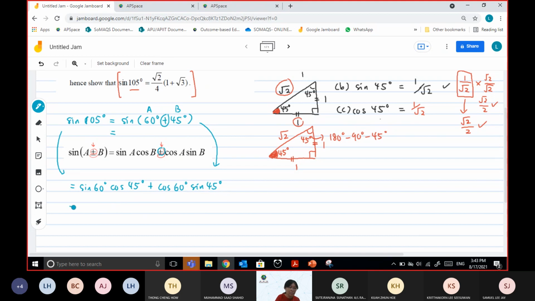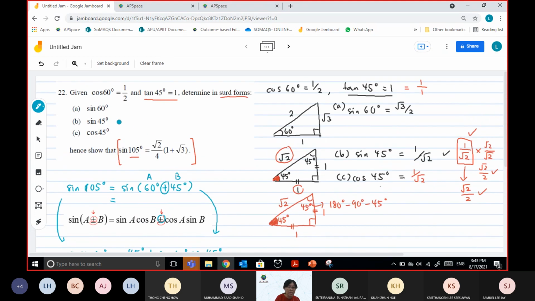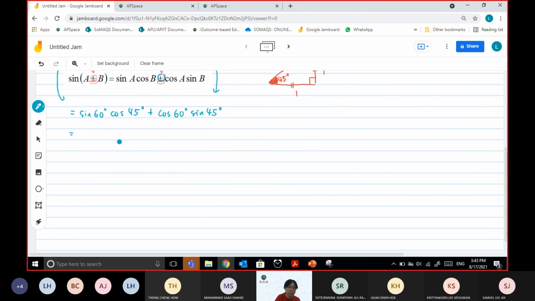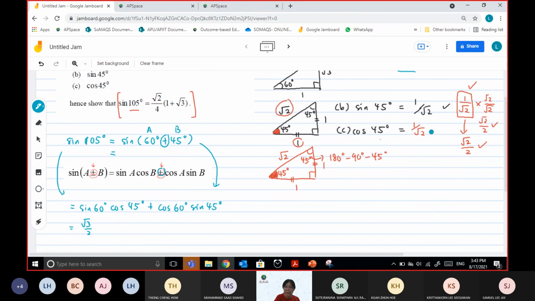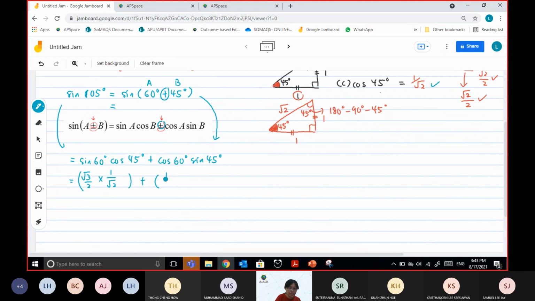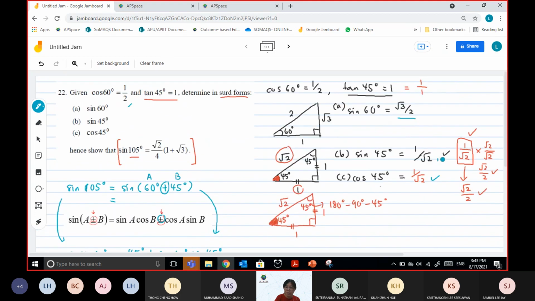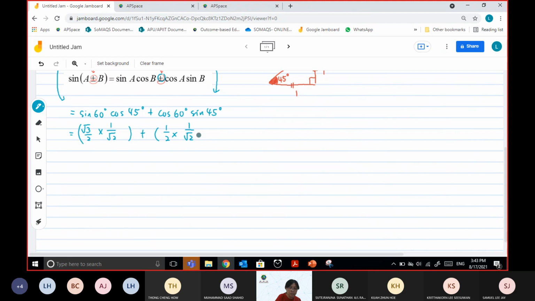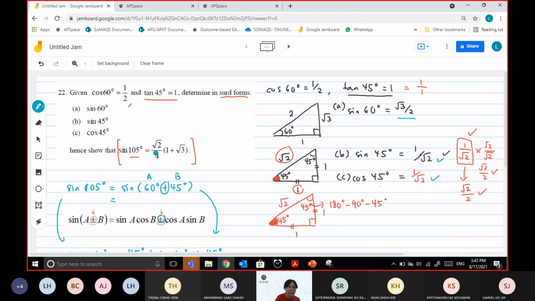Then try to solve by substitution. Sine 60 from part A is square root of 3 over 2, and cos 45 from here is 1 over square root 2. Then plus cos 60 from the question, which is a half, and sine 45 from here, 1 over square root of 2. Next you can simplify this, and this is your requirement. You need to show until you can get to this.